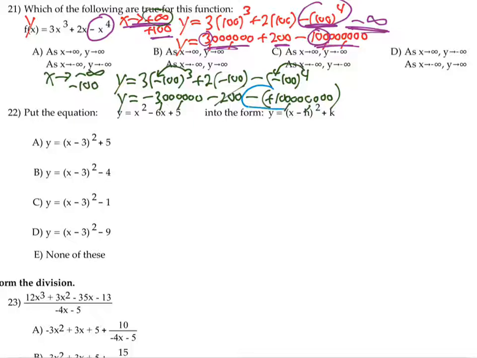And it's negative 100 million, isn't it? So it's going to negative infinity. So y is going to negative infinity, both as x goes to positive infinity and to negative infinity. So negative infinity on both. For y, that looks like right there, answer C. Y is going to negative infinity on both. All right, 22.